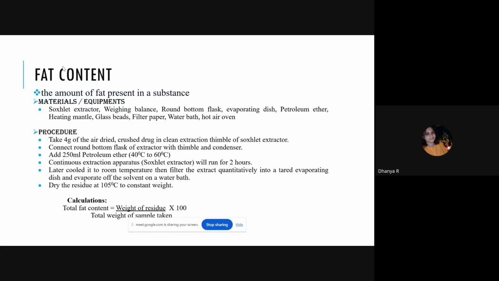So in this particular experiment, we are finding out the fat present in the substance. You are taking an organic substance. It has cell walls. The cell wall is made up of phospholipids.